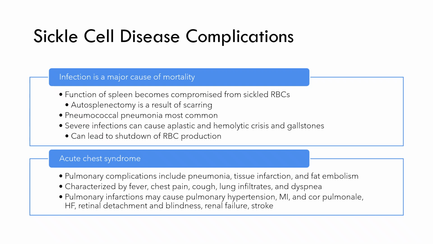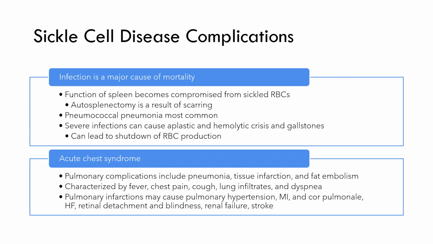Acute chest syndrome is a term used to describe acute pulmonary complications that include pneumonia, tissue infarction, infiltrates, and dyspnea. Pulmonary infarctions may cause pulmonary hypertension, MI, or cor pulmonale. The heart may become enlarged and ischemic, leading to heart failure. Retinal vessel obstruction may result in bleeding, scarring, retinal detachment, and blindness. The increased blood viscosity and the lack of O2 can injure the kidneys. Renal failure may ultimately occur.